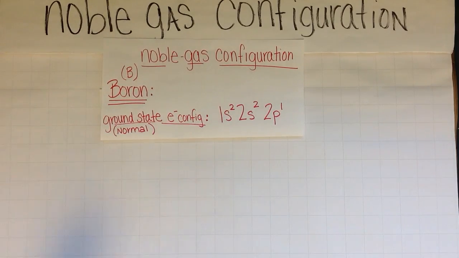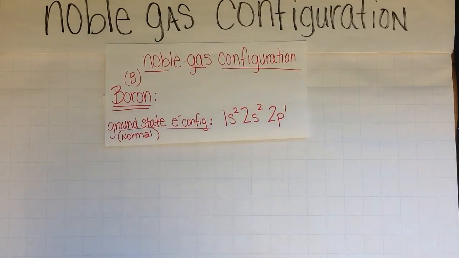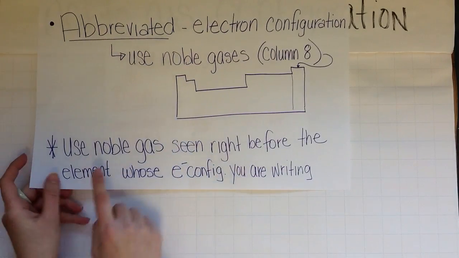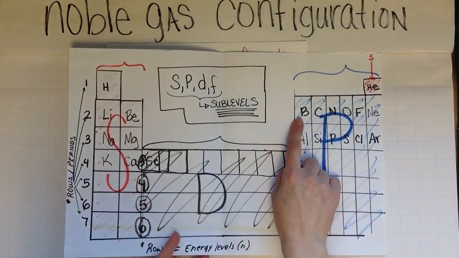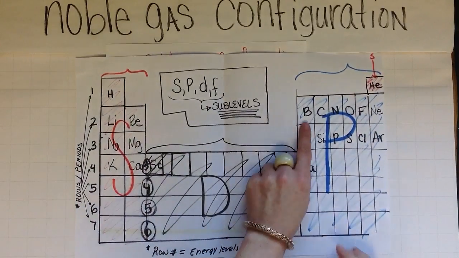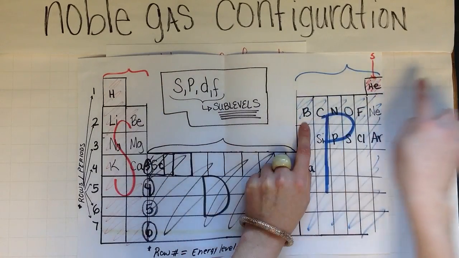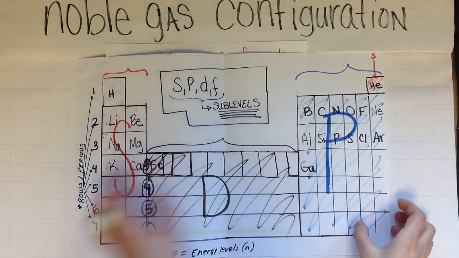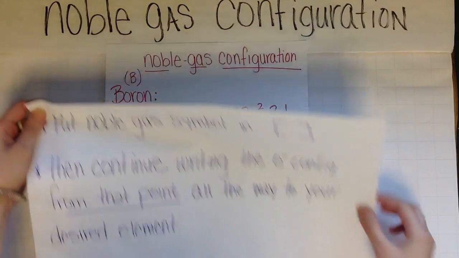Okay, now, how do we write the abbreviated version known as the noble gas electron configuration? Well, if you remember, the rule says to write the abbreviated version, we want to use the noble gas seen right before the element whose electron configuration we're writing. Well, we're writing boron, and the noble gas seen before, so we have to go one level up, is helium. Notice it is not neon. Neon comes after. It is the one that comes before. So right before it, one level up, is helium. Remember, we put the noble gas symbol in brackets.